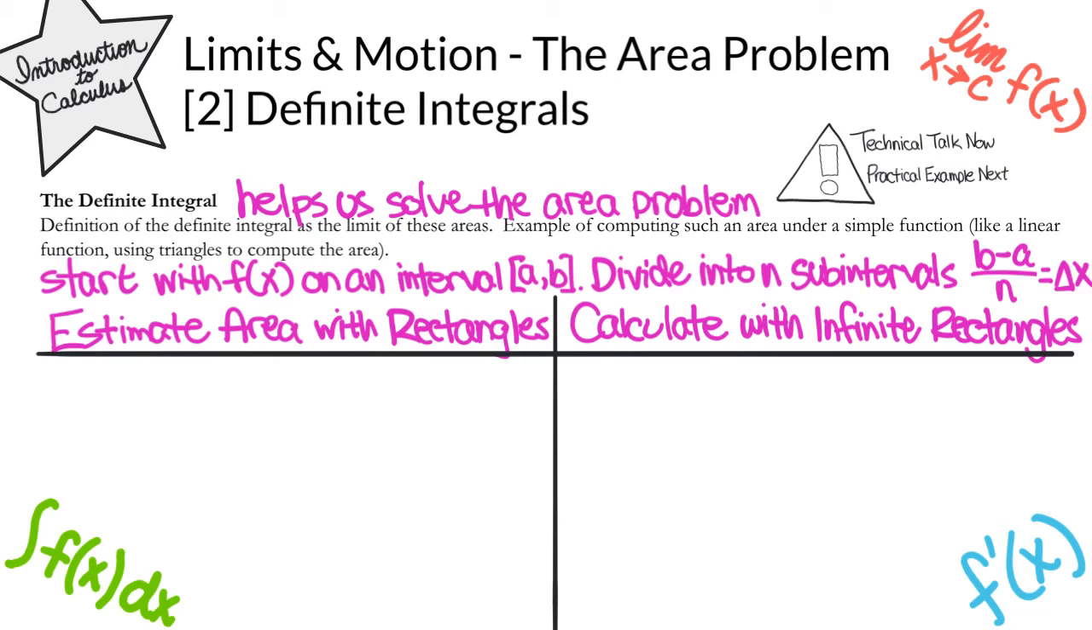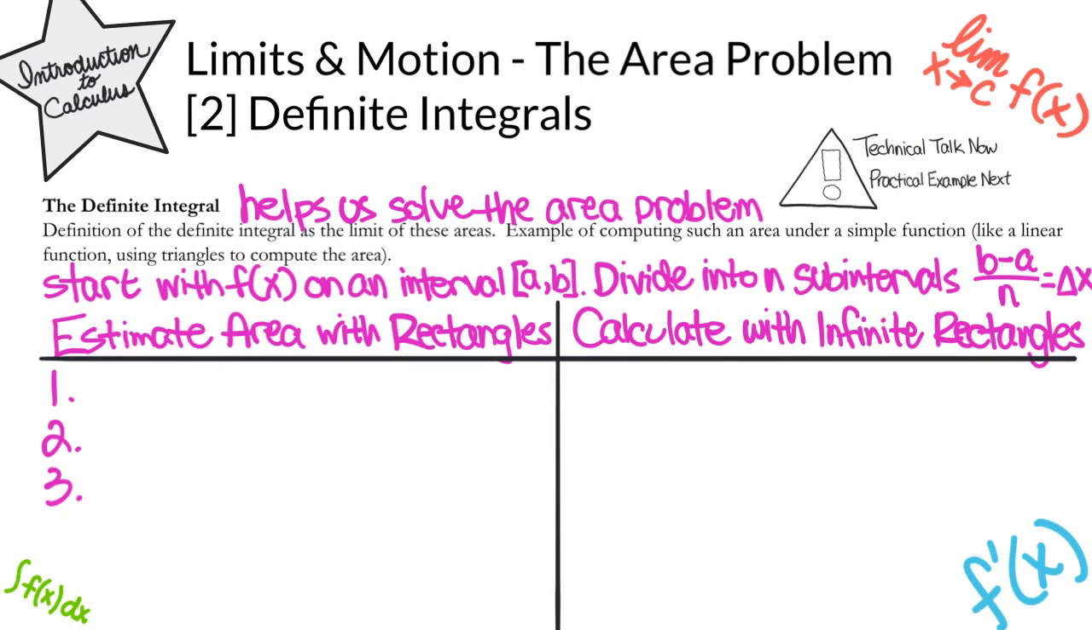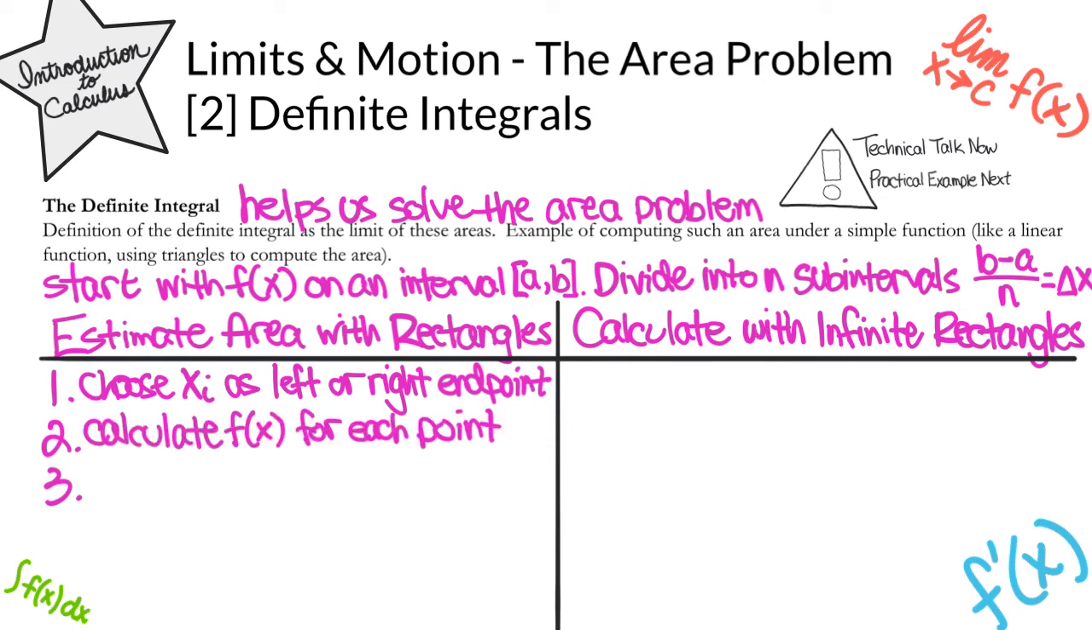To estimate area with rectangles, there are 3 steps. Step 1, choose x sub i as a left or right endpoint. It could also be a midpoint. X sub i, meaning if there are 6 intervals, then we're choosing 6 i's. And don't worry too much about this, it'll make more sense later. Step 2, calculate f of x for each endpoint. So those x's that we just chose, we're going to plug those into the function and find out the y values for each endpoint. Then step 3, we'll calculate the area of each rectangle.